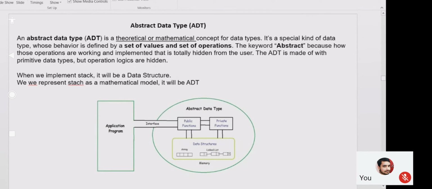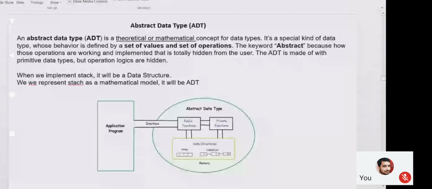So whenever we represent stack as a mathematical model or theoretical model, we can say it's an ADT. Whenever we implement stack, then it will be a data structure. Okay, now let me give you another example. Suppose you have a problem P. It's a very big problem. Now, to solve that problem, suppose you have to take two stacks, say one queue, one tree, and say one graph.